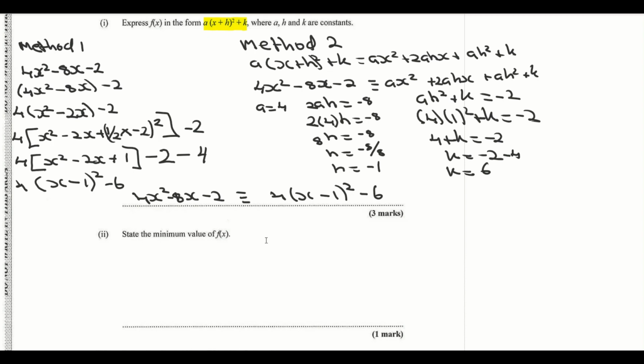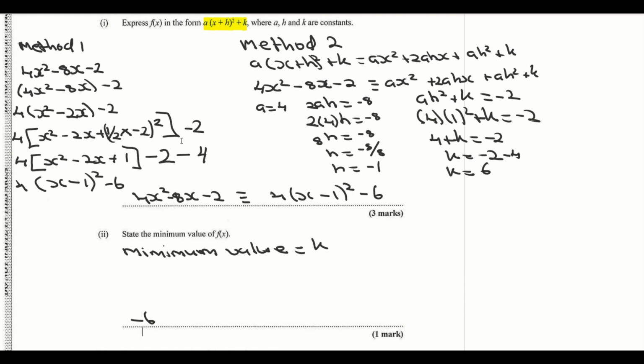State the minimum value. Again, your minimum value would be your k. So my minimum value is equal to k, right? And what is k? So my minimum value is equal to negative 6. And that's all you need to know.